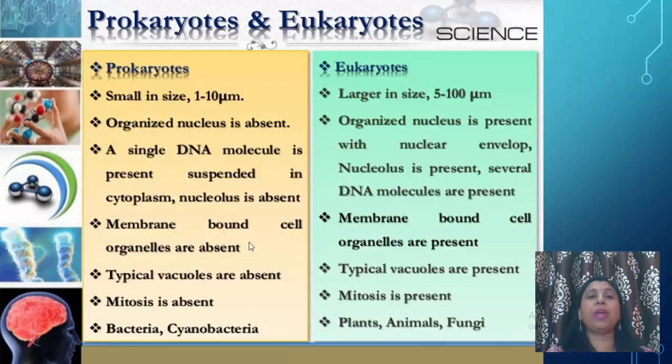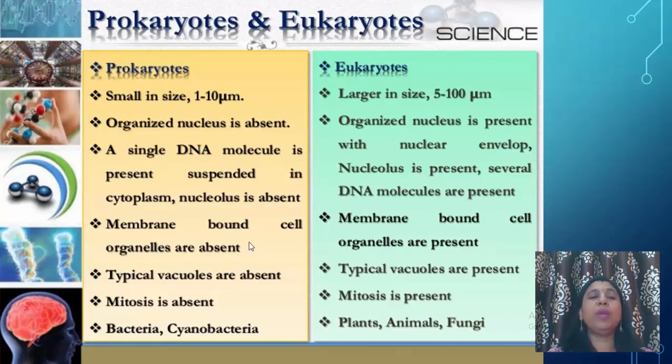Now the difference between prokaryotes and eukaryotes. Prokaryotes are small in size, 1 to 10 micrometer, whereas eukaryotes are larger in size, that is 5 to 100 micrometer. Organized nucleus is absent in prokaryotes, whereas organized nucleus is present with nuclear envelope, nucleolus is present, and several DNA molecules are also present in eukaryotes, whereas in prokaryotes, a single DNA molecule is present suspended in the cytoplasm and nucleolus is absent.